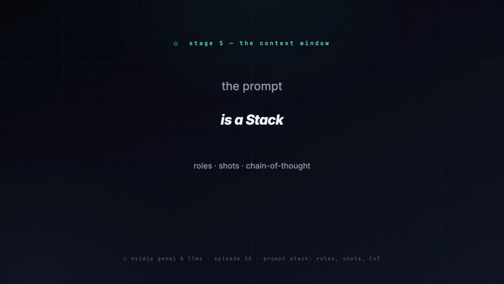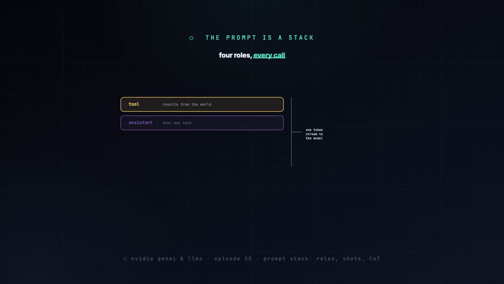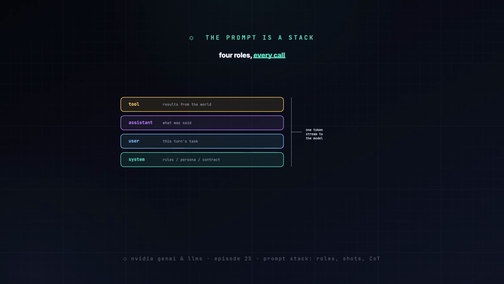And the first thing to unlearn is the idea that a prompt is one box you type into. A prompt is a stack. Here are the layers: system, the persistent job description and the rules. User, the actual task and data. Assistant, everything the model already said. And tool, results that came back from the world. Four roles stacked, every single call. The model reads all of it as one stream.